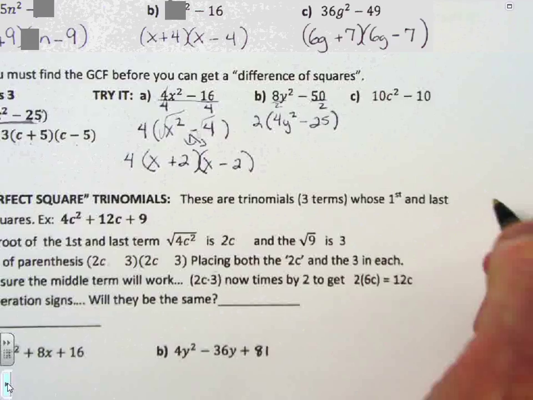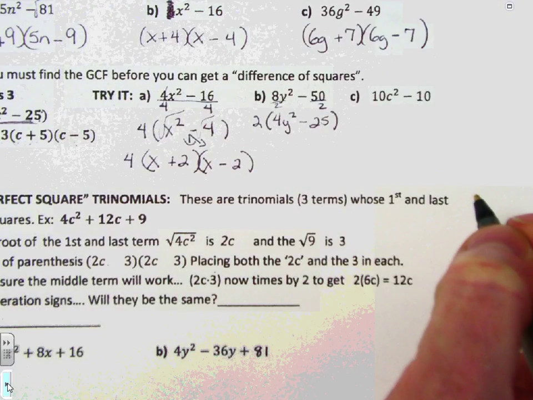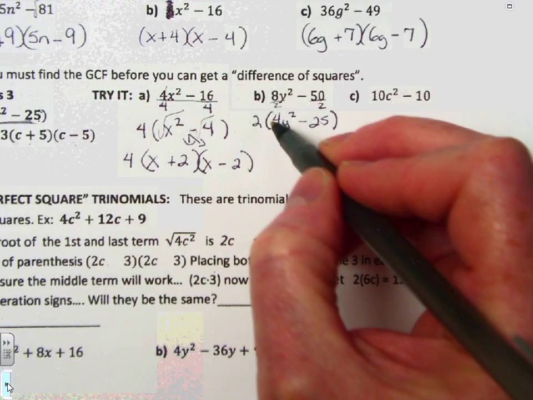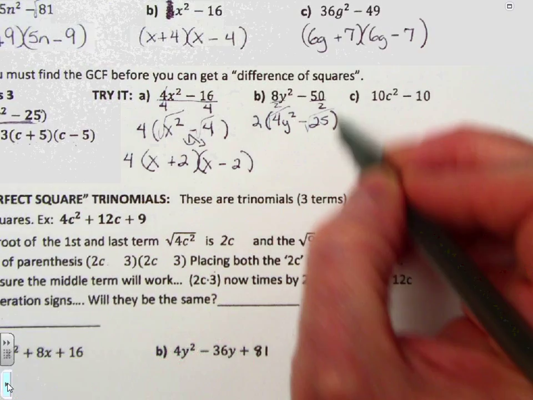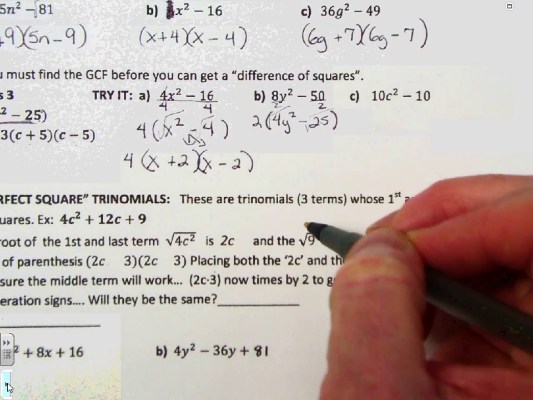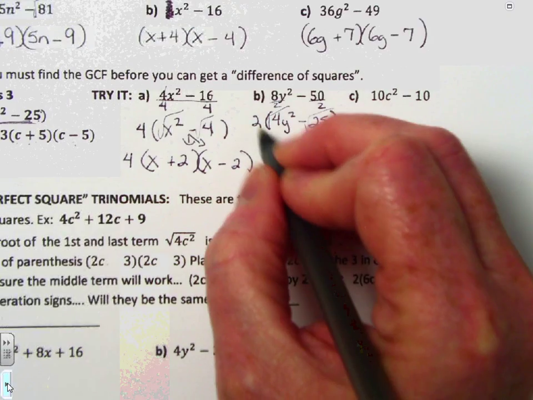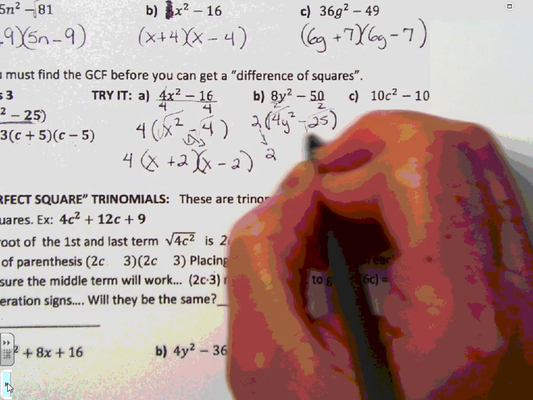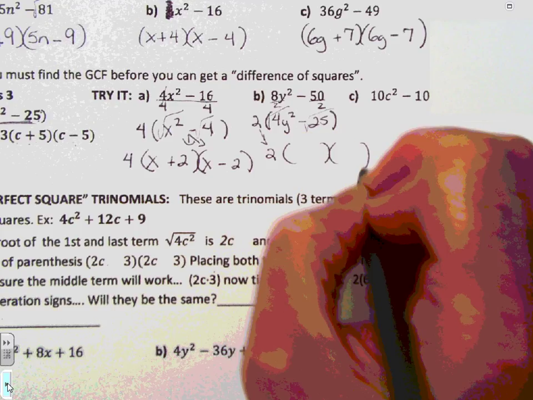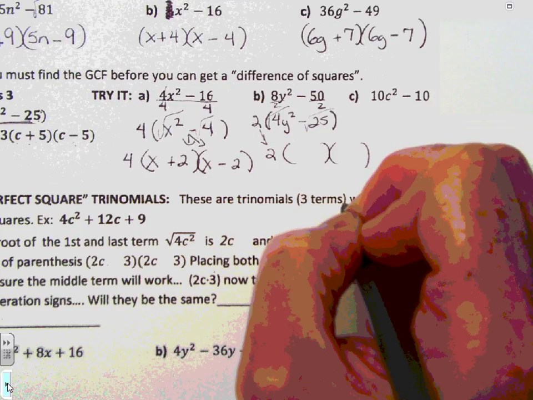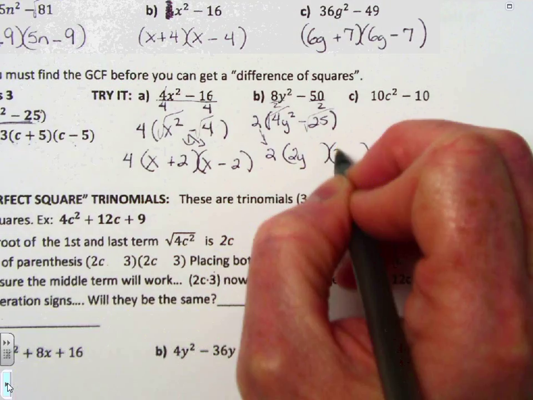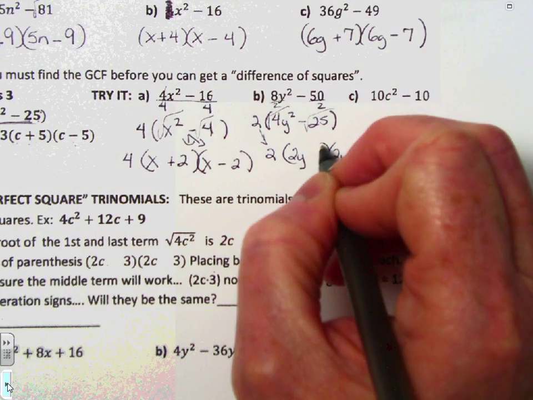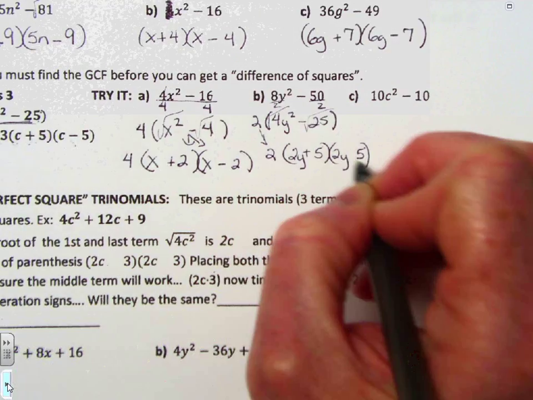Now, do you notice that it's a difference of squares? We've got the 4y squared and the 25. They both have square roots, so I keep going. So the greatest common factor comes down as a 2. And then I'm going to turn this part into a difference of squares. The square root of 4 is a 2, and the y squared is a y. The 25 is a 5. One's a plus, one's a minus. You finished your problem.